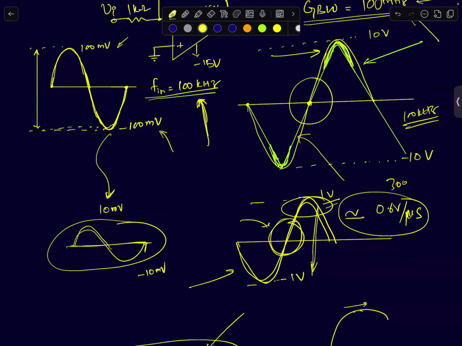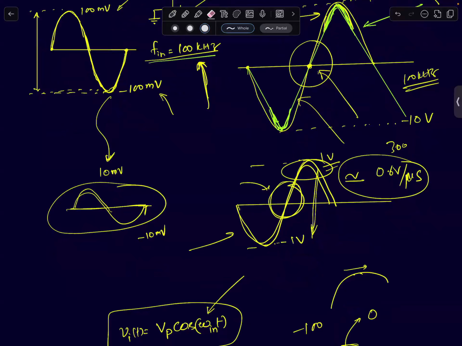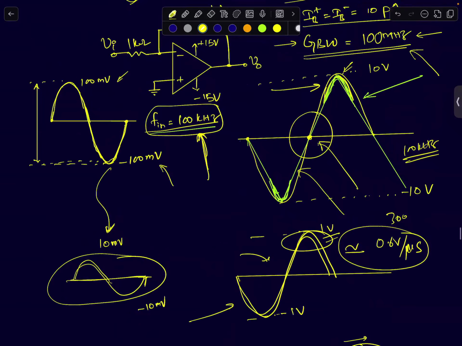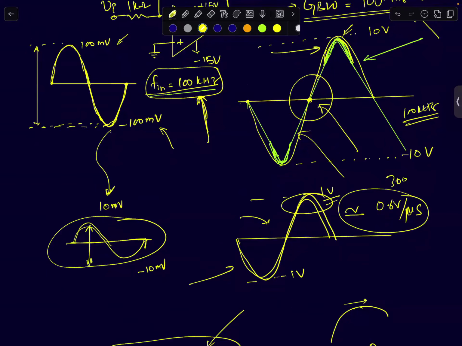If you look at the green curve, it's able to track the desired output waveform near the peaks. It's unable to track it at the zero crossings. That's where it is completely failing. But in this case, it's able to track perfectly. So you see, the problem is not frequency. Frequency was fine because it is well within the UGB. The problem is the input amplitude. Therefore, slew rate is a large signal phenomenon. When you apply larger voltage signals, that is when you will see this problem of slew rate.